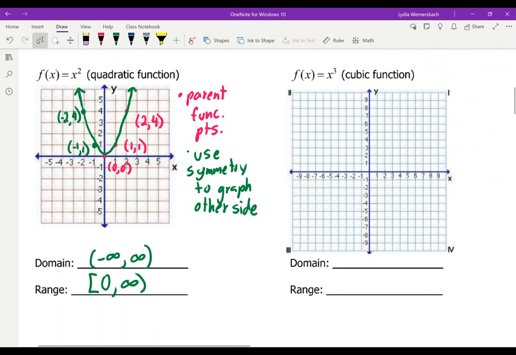Okay, so the next one is a cubic function. It has some similar points. It has the point 0, 0. It has the point 1, 1, right? Because 1 cubed is 1. And then it would have the point 2, 8, because 2 cubed is 8. And then on the other side, it would have the point negative 1, negative 1, because negative 1 cubed is negative 1. And negative 2, negative 8, because negative 2 cubed is negative 8.